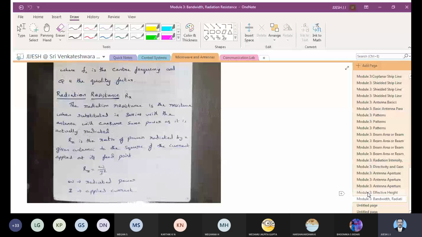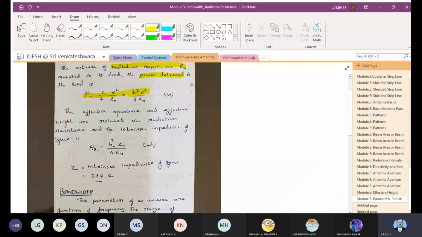So for an antenna of radiation resistance R_R matched to the load, you can write effective height in terms of radiation resistance R_R as well as the power delivered, that is P. So all those things you can relate to the effective height. P is equal to h_e square I square divided by 4R_R. You can have an equation in relation with the radiation resistance as well, that is P is equal to h_e square, 1 by 4, V square by R_R, or it can be written as h_e square E square divided by 4R_R.